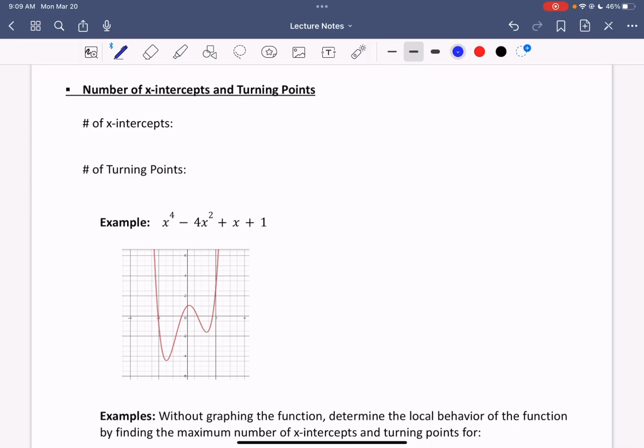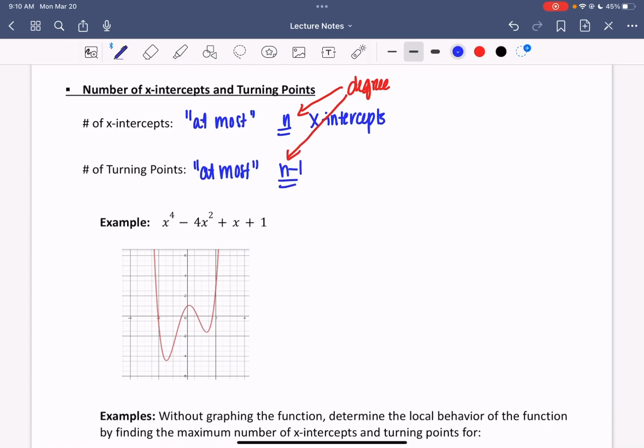So the number of x-intercepts, we've been looking for those, where it crosses the x-axis, is at most n x-intercepts. And what n are we referring to? We're talking back to degree. n was the degree of our polynomial. So that's what that number is going to tell us: at most, how many x-intercepts could we have? And then what are turning points? The number of turning points, at most, is n minus 1. Again, this n is coming from your degree.